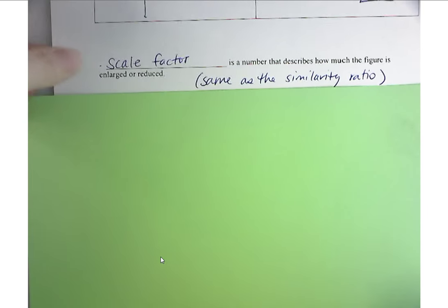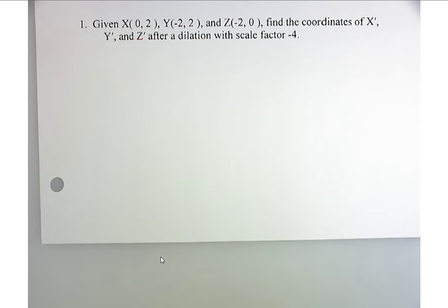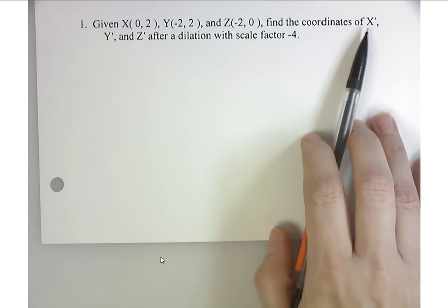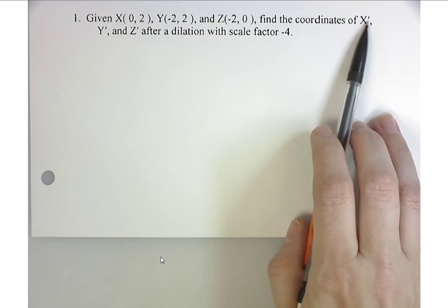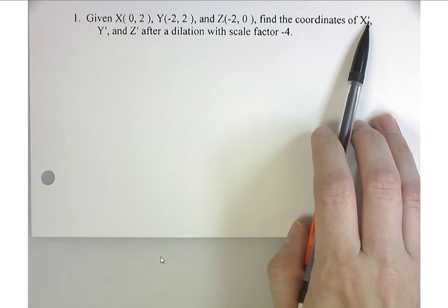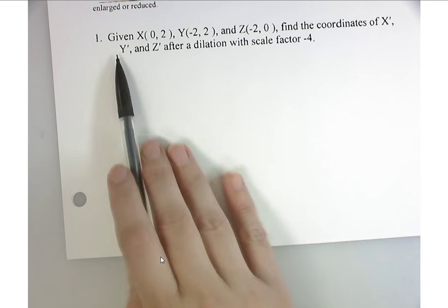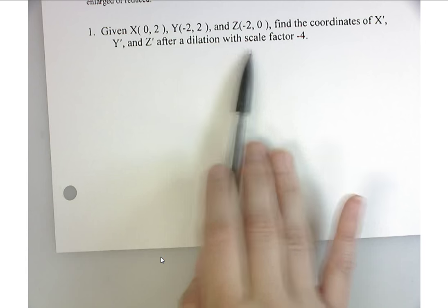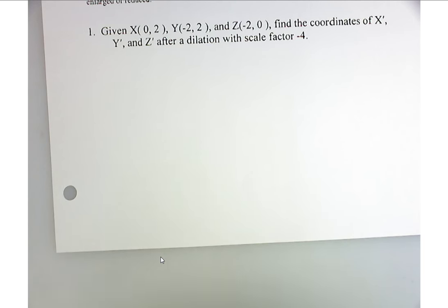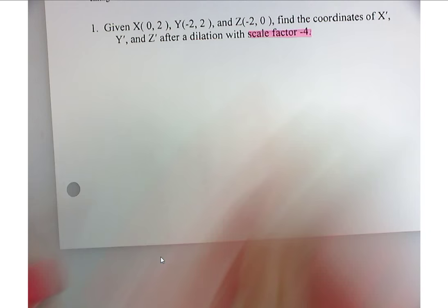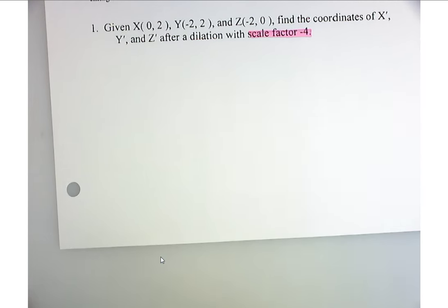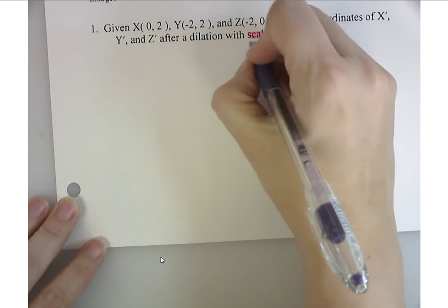All right, so now what we're going to do is look at example 1. So we are given our x, our y, and our z. We have to find, this is called x prime. See how it has the apostrophe after it? That's just x prime. That's going to be an image. So we have x prime, y prime, and z prime that's after a dilation with a scale factor of -4. So if the scale factor is -4, what that means is you're going to multiply the coordinates by -4.